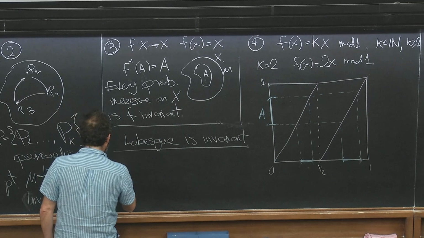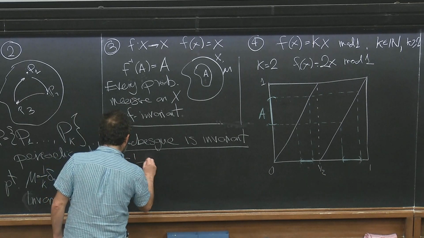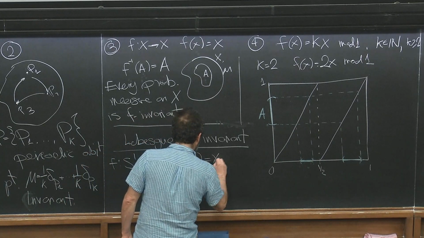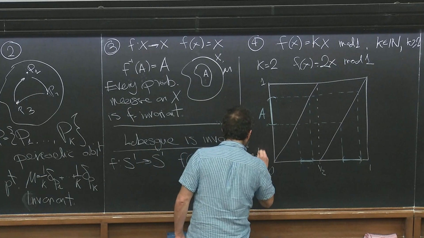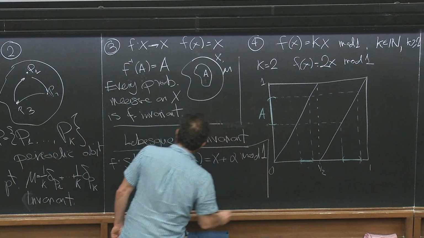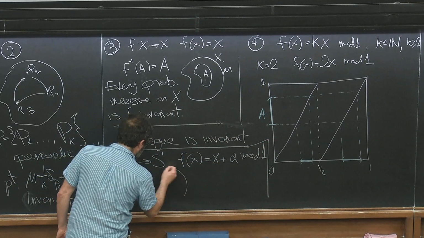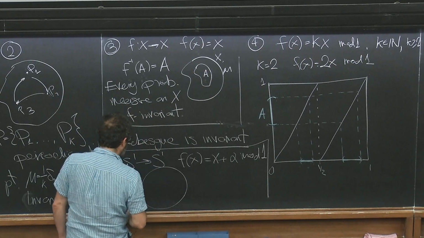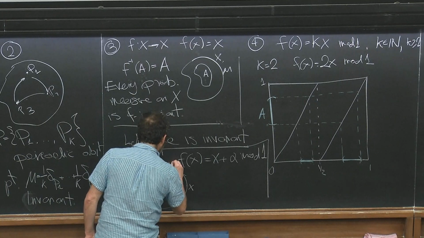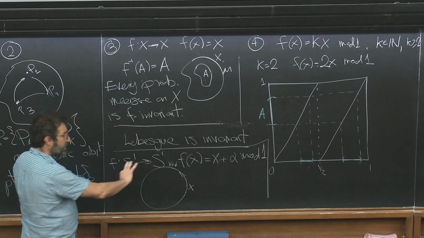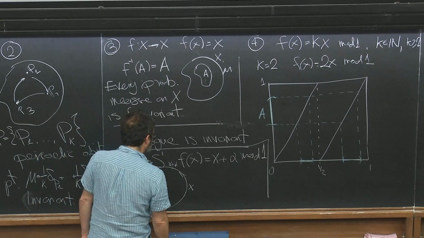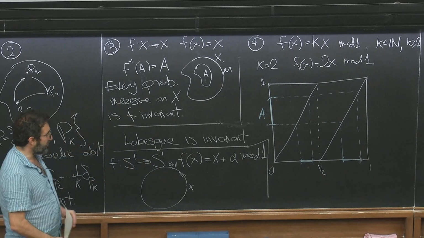For circle rotations, x plus alpha mod 1, right? Remember circle rotations. Then for circle rotations, we have here the circle. This is just a translation. Remember, x goes to x plus alpha. So this is a translation or rotation of the circle. And also here, it's easy to see. If you remember, we had two different cases.